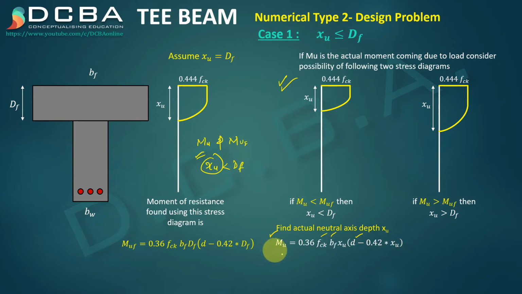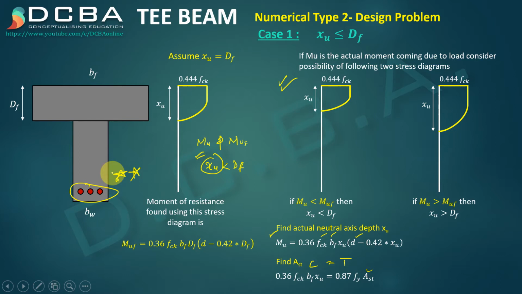So I can find the actual neutral axis depth, and after I find the actual neutral axis depth, I can find Ast. How? 0.36 fck bf xu is equal to 0.87 fy Ast, that is, we equated the compression force to the tension force, and from this the only unknown that would remain is Ast, and then I can find this steel. So in a design problem, generally finding steel is more important, because how much reinforcement you need to put into your member, that is more important.